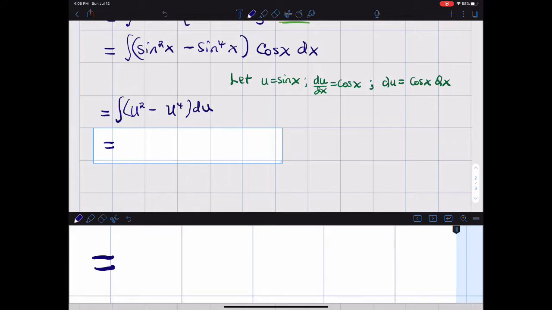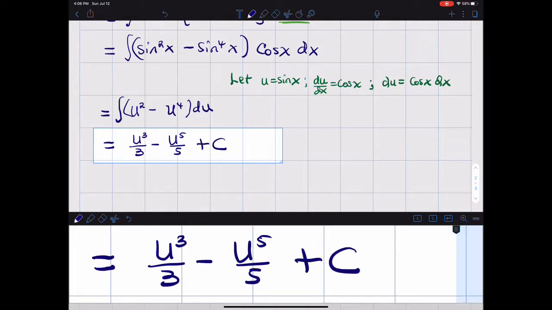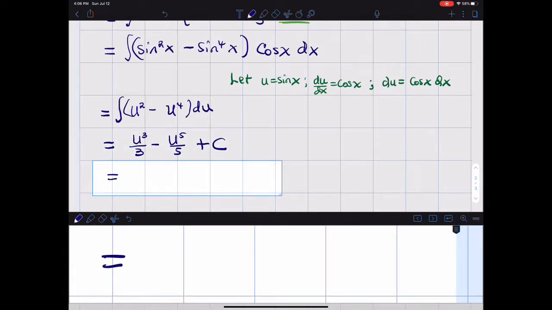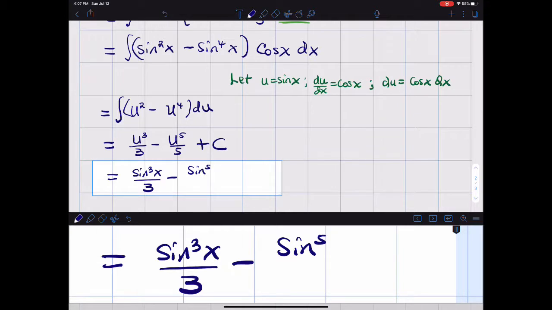Now do the integral. U squared minus u to the fourth, if you integrate, you get u cubed over 3 minus u to the power of 5 over 5 plus c. So that means your final answer in terms of x becomes sine cubed x over 3 minus sine to the fifth x over 5 plus c. So that's your final answer. Okay?